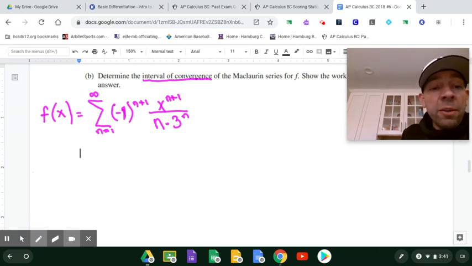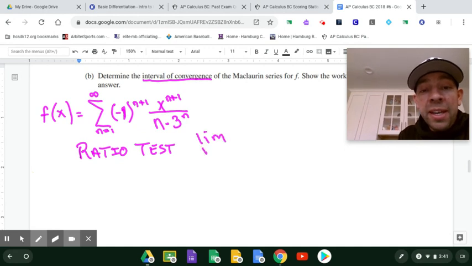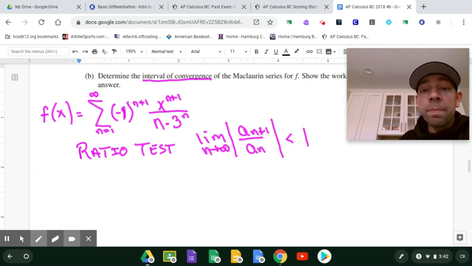And the number one thing you want to jump on here is the ratio test. And real quick recap of that ratio test says, the ratio test for convergence says that the limit as n approaches infinity of the absolute value of a sub n plus 1 divided by a sub n has to be less than 1. And so we're going to take advantage of that rule to try to find out when this series converges to f of x.